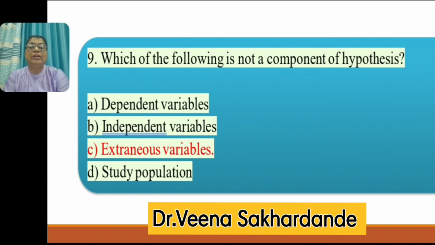So the extraneous variables are not directly related to the study, not under the objective of the study, or not represented in the statement. So they are not part of the hypothesis. So the correct answer, which is not a component of the hypothesis, is extraneous variables.